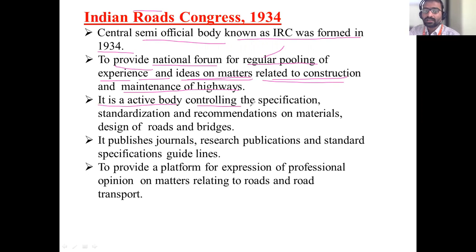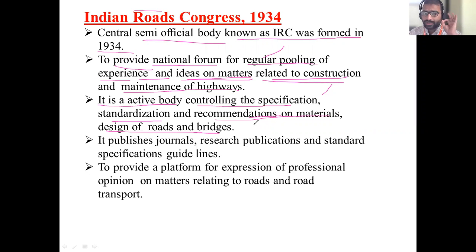Next point, it is an active body in controlling the specifications, standardization and recommendations on materials which are used for the design of roads and bridges. If you want to construct one road, what is the thickness of the road pavement? What is the width of the road? What is the top surface? Which type of aggregate do I need to use? How much water do I need to use? All the standards, specifications and recommendations on the materials will be given by the IRC.